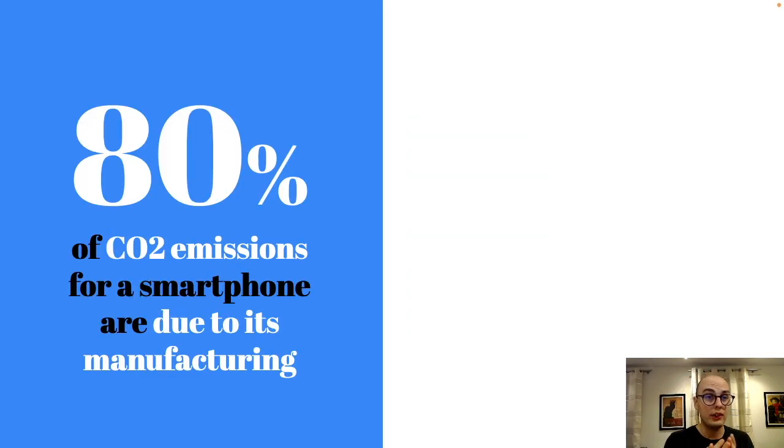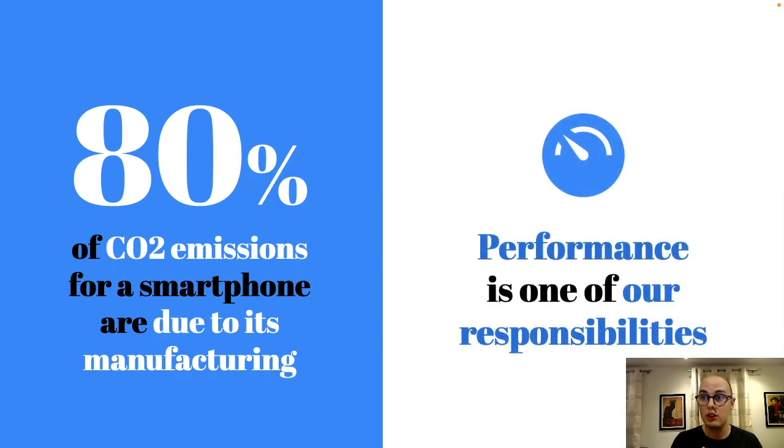More interesting is this. Actually, 80% of CO2 emissions for a smartphone are due to its manufacturing, which means that since one of the reasons why users just give up on their phones is because their apps are getting slow, performance is actually one of our responsibilities to tackle this. Because if we build performant apps, then users are less likely to change phones every now and then.